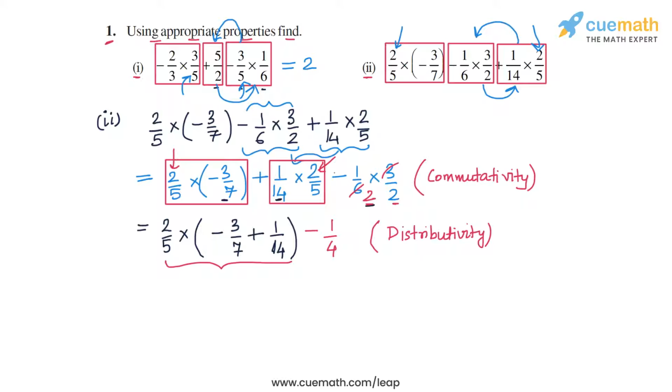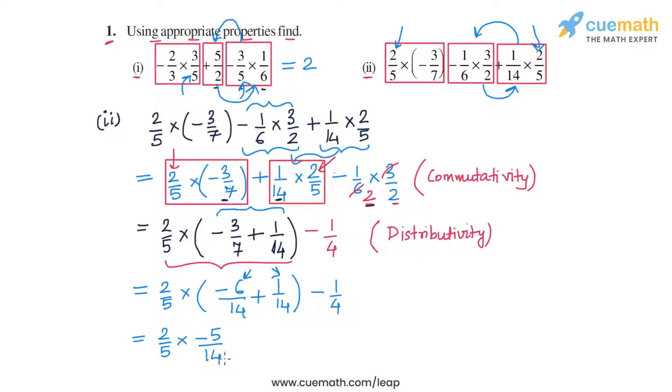Now what we need to do is combine these two terms, minus 3 by 7 plus 1 by 14. That's easy to do. Let's take the LCM. 7 and 14 have an LCM of 14. So we will get minus 3 by 7 as minus 6 by 14, and then plus 1 by 14, and then we have this term minus 1 by 4. Now minus 6 plus 1 is minus 5. So we get 2 by 5 into minus 5 by 14, and then we have minus 1 by 4.